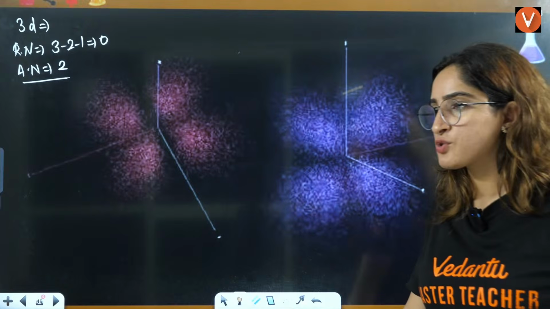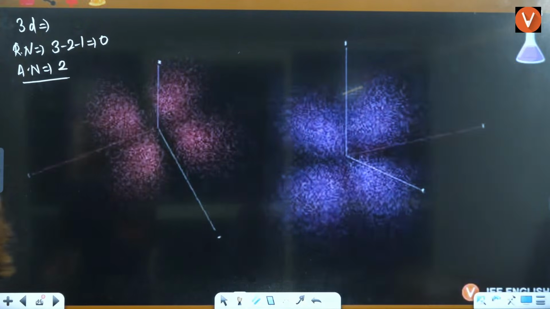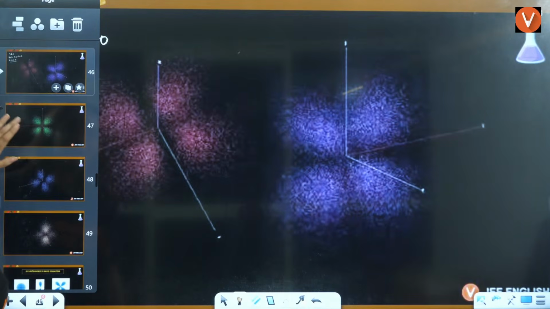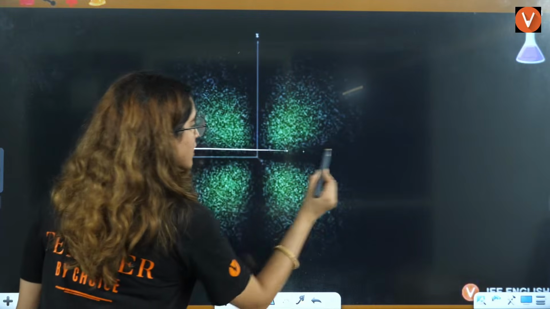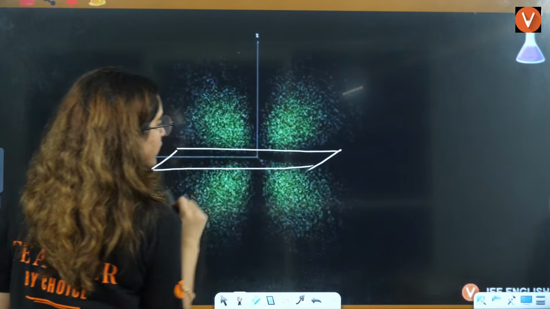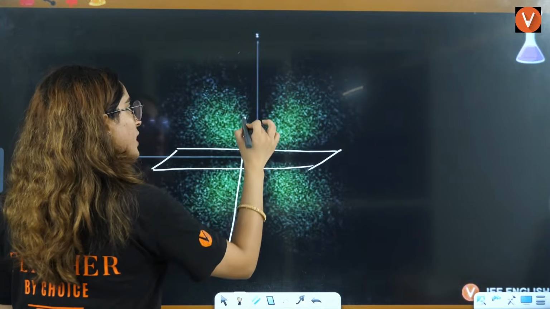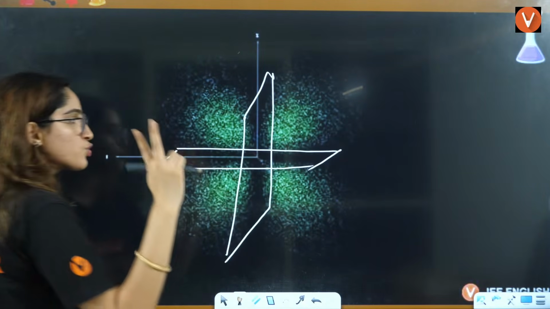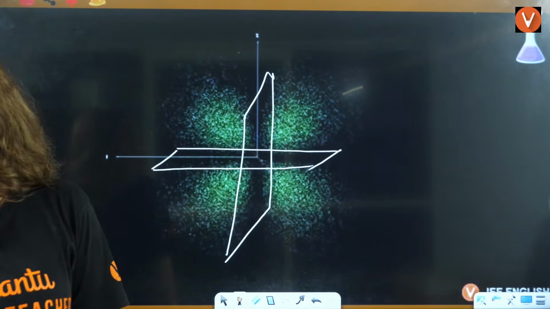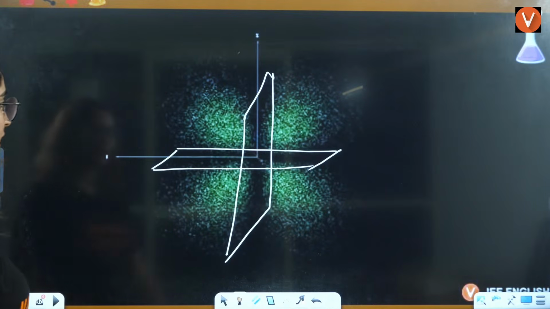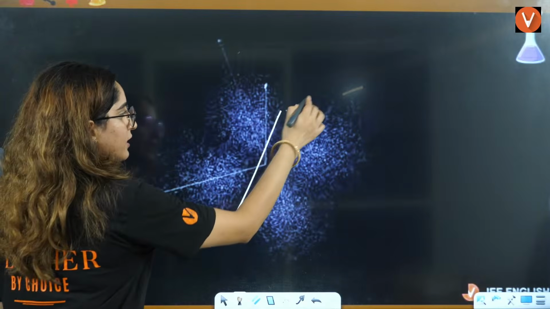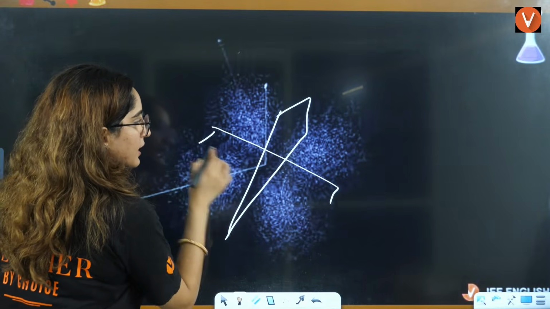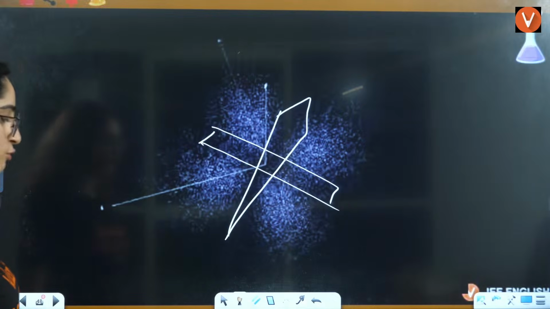Okay. Yes, students, tell me if that is clear to everybody or not. I've also shown you with the help of diagrams. If you see this here as well, this is a better diagram to understand that this is a plane. This is also another plane. So that's how it has two angular nodes. Here also, this is the plane that it can pass. So two angular nodes.